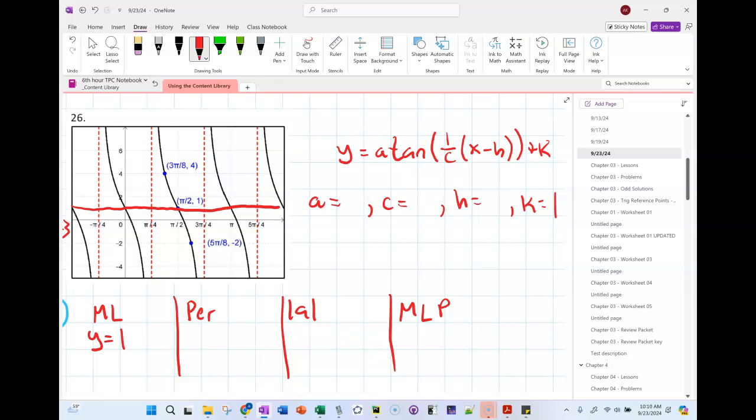Francis, can you tell me what the period is? Good. And what letter can we get from the period? A, C, H, or K? Perfect. And what's the formula that I'm going to use to solve for C? Equals pi over 2. Perfect. So the c should have come out to be?